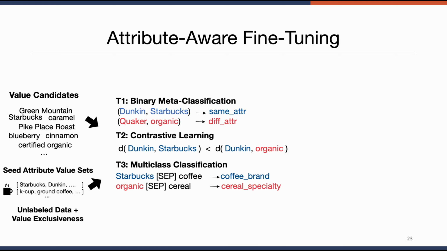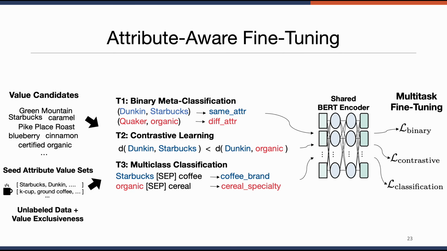The third objective is a multi-class classification objective, where we give the model a value candidate and also a product type. We let the model put the value into the correct attribute. So this multi-class classification objective will enforce the exclusiveness of attributes. All of our value candidates will be fed into a shared BERT encoder, and the multitask objectives will be optimized in an alternating way.